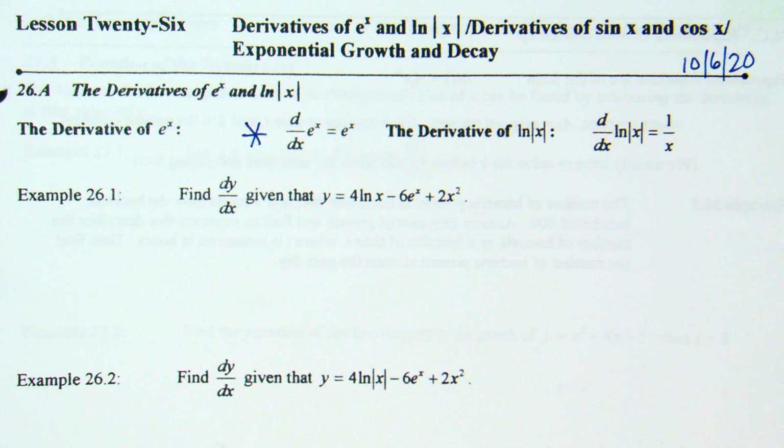Okay, and then what's the other one there? Derivative of natural log of x. 1 over x. Derivative of natural log of something is 1 over something. So derivative of natural log of x is 1 over x. Store those in your head. Got it?